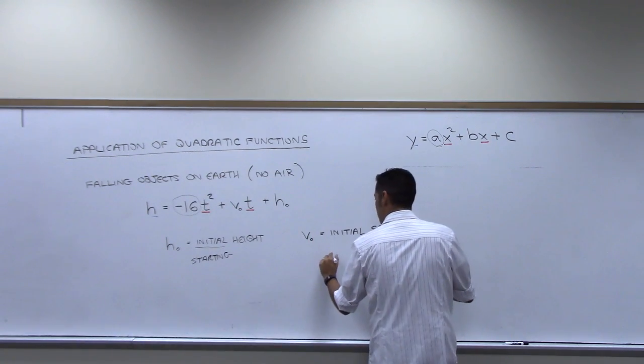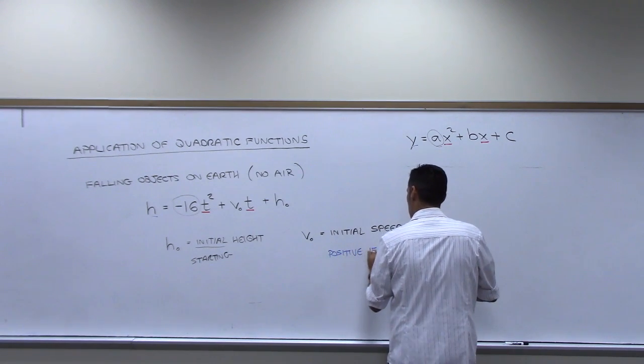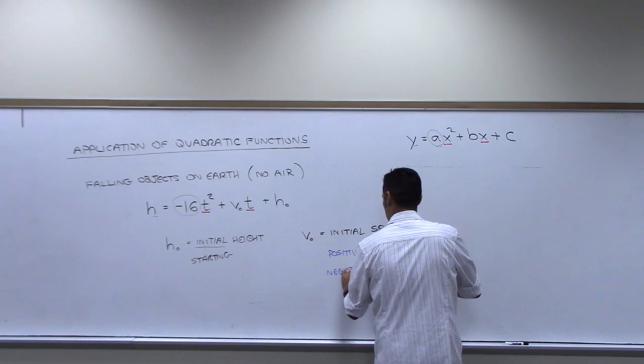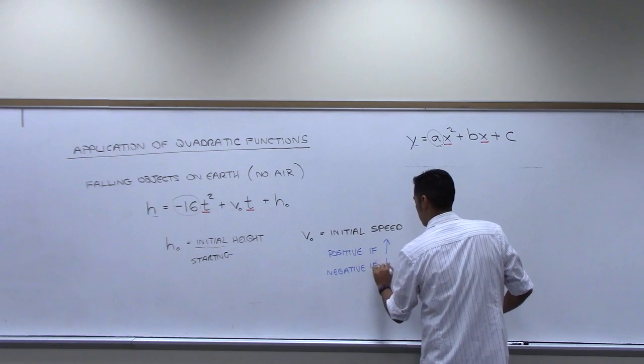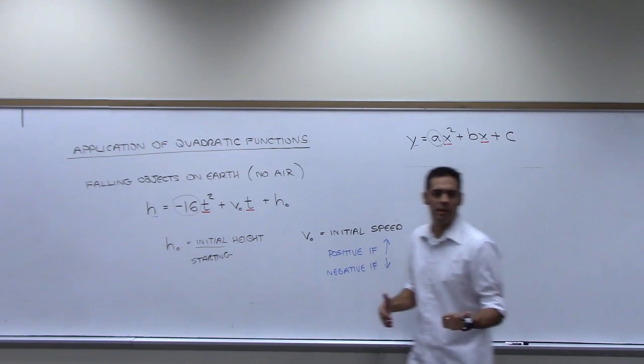This number will be positive if up and negative if down. So you can almost look at it like if I had a gun here, right?